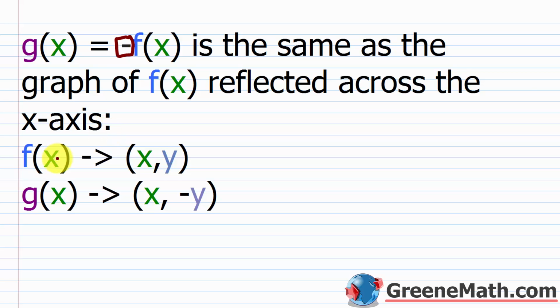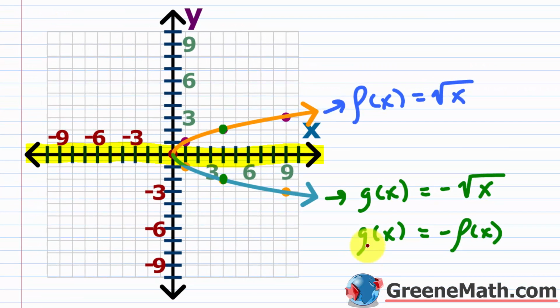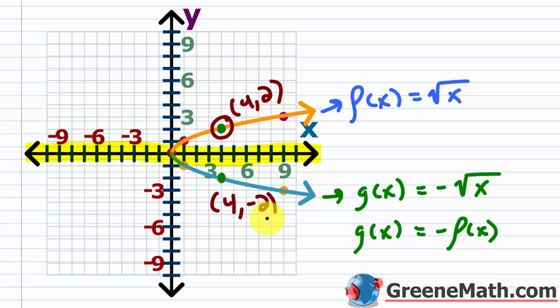So if you have f of x, and on that f of x you have x comma y, well then on g of x you're going to have x comma negative y. Again, here was that scenario, right? This was reflected across the x-axis. For a point on f of x, like this point here, where it is 4 comma 2, on g of x, the same x value, which is 4, now corresponds to a y value that's the negative of this one, so it's 4 comma negative 2. So that's what that means.